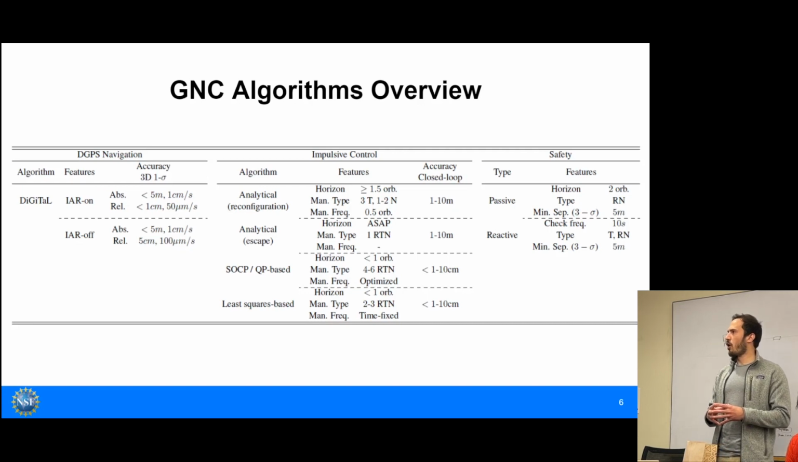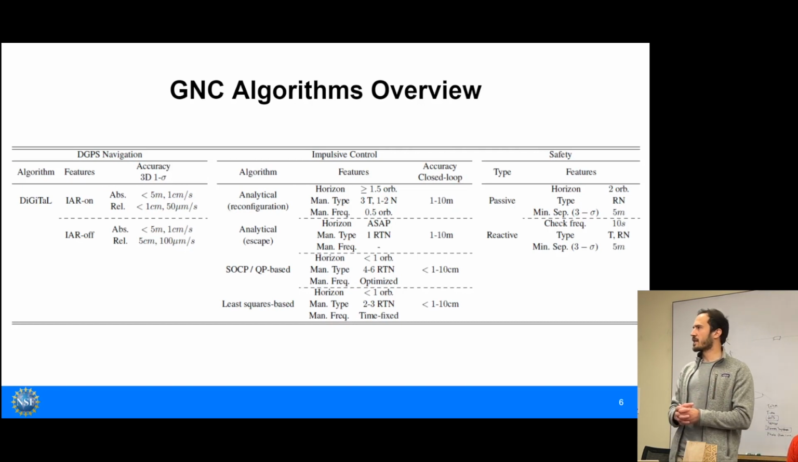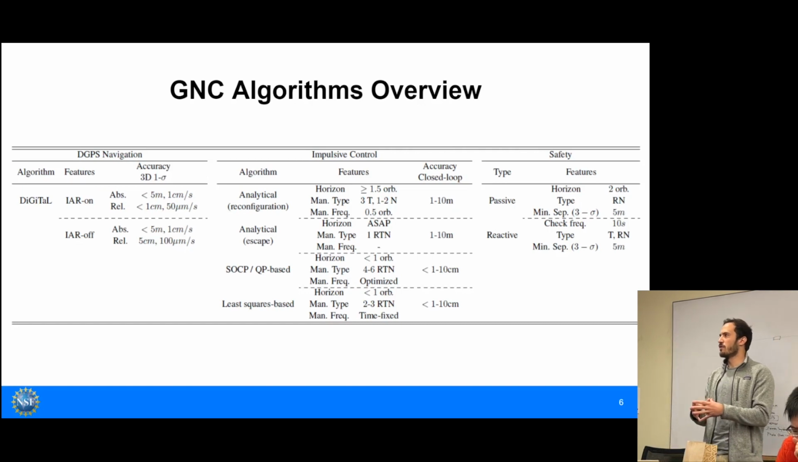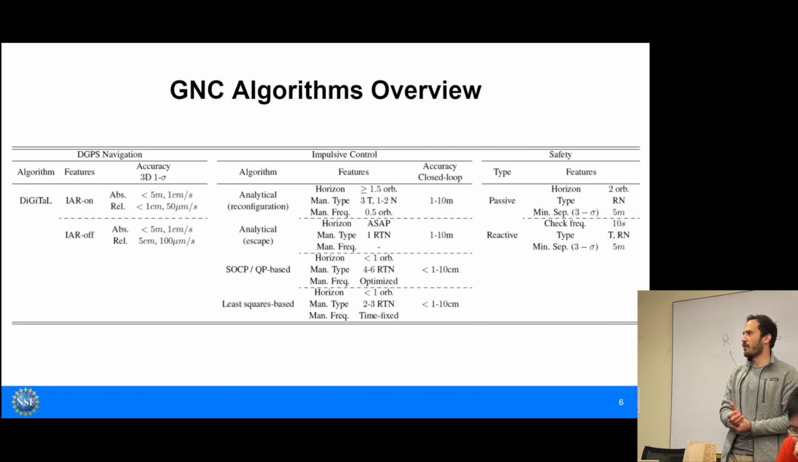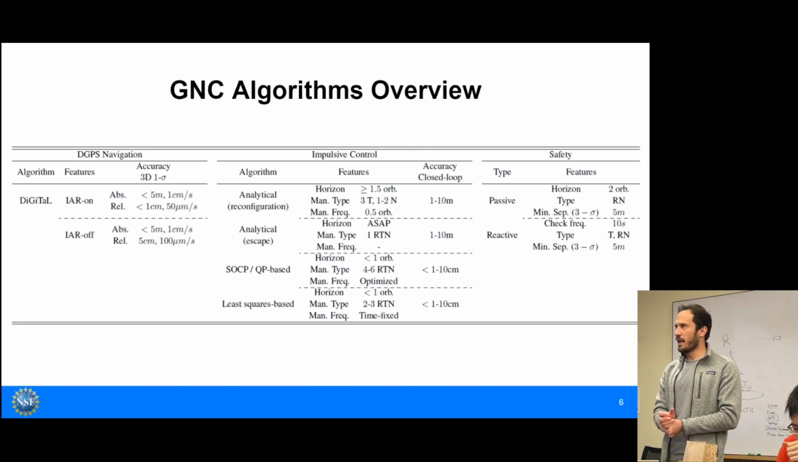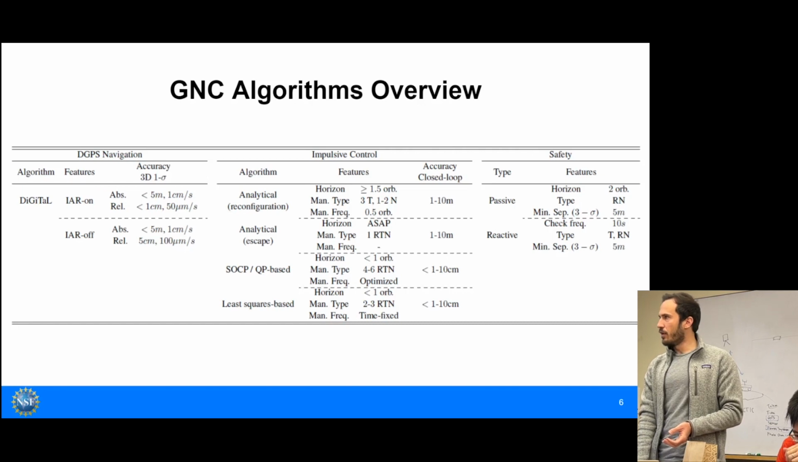From a reactive standpoint, we're going to check for passive safety in the collision detection block every time we have a new state estimate, so as frequently as every 10 seconds. And if the passive safety margin is found to be violated, given the most updated state estimate, we will plan a reaction maneuver using the analytical escape logic.